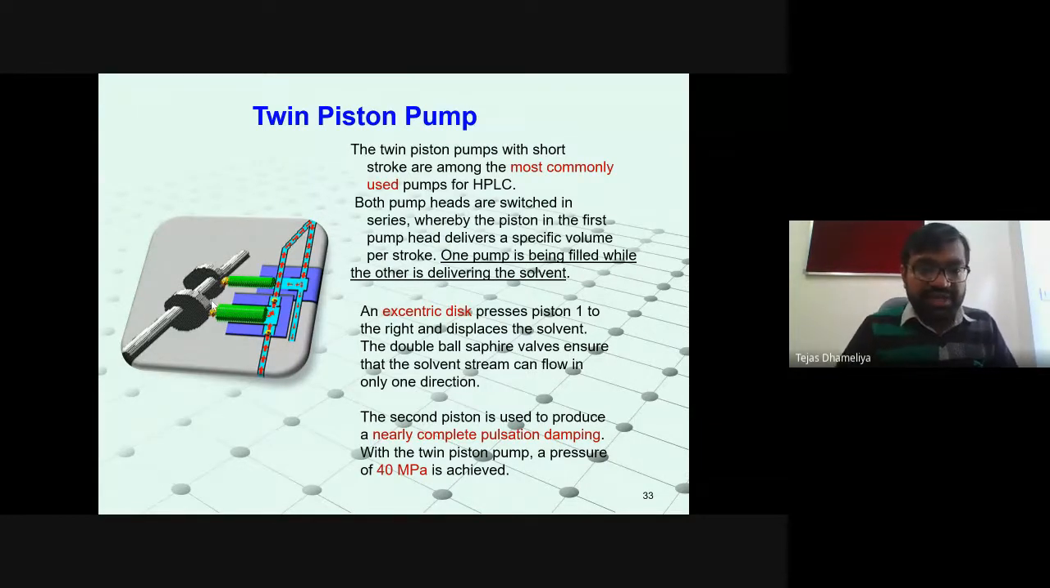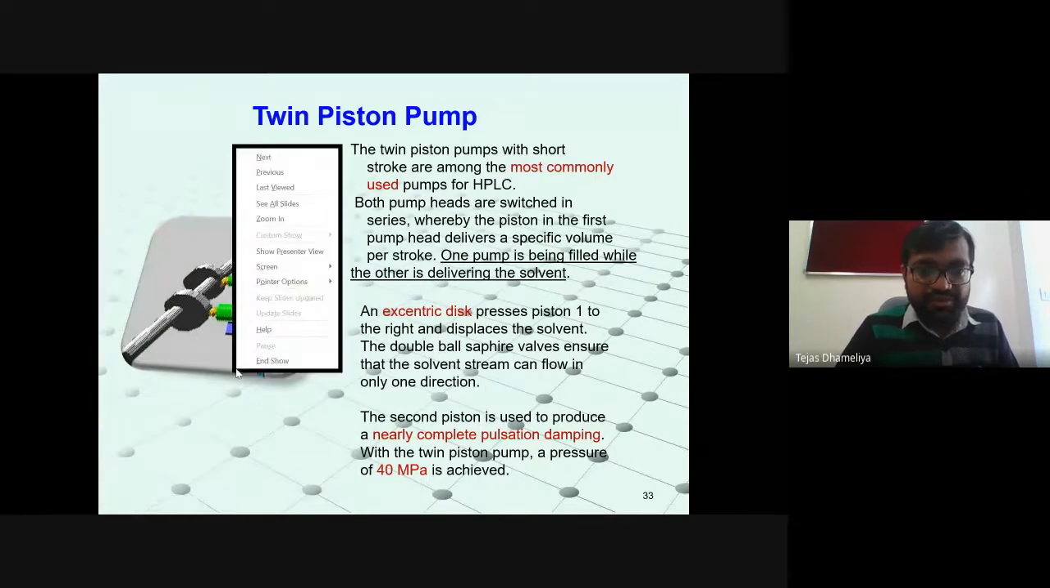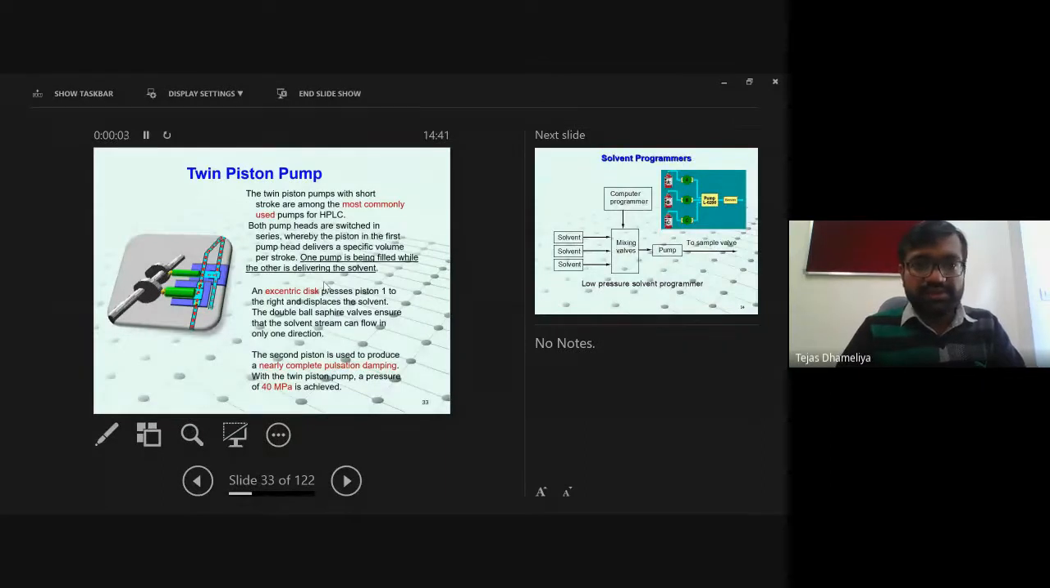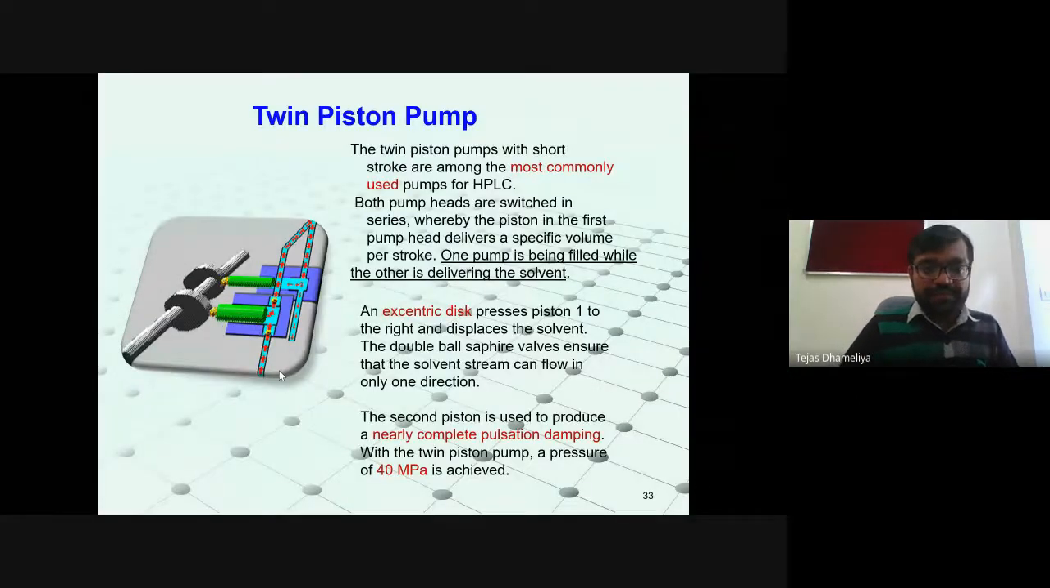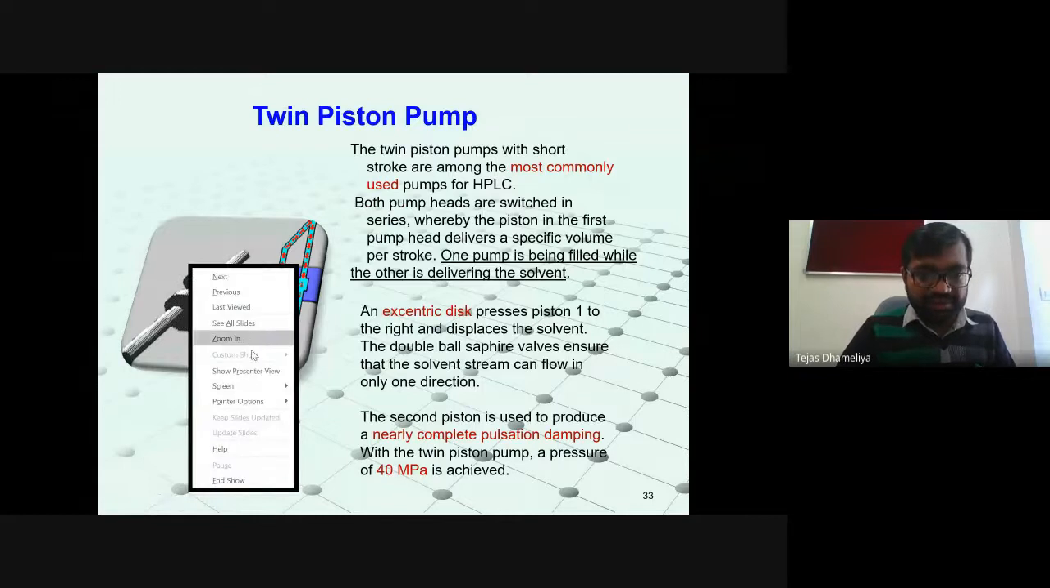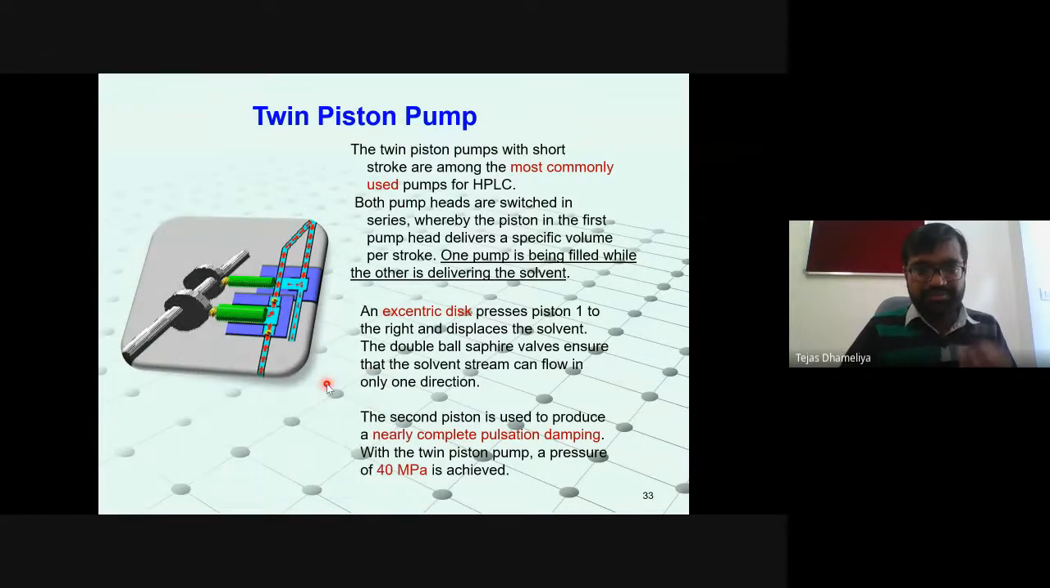So actually, you can imagine it like that. Let me show my laser pointer so that it is visible to you. Yes, so the twin piston pump is like this. Once you fill the reservoir, solvent will come here because this piston will go towards the backside, and then this will be moving forward.